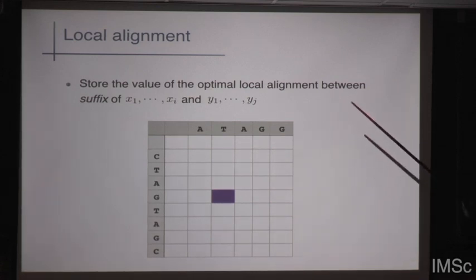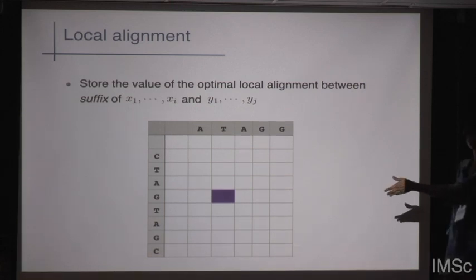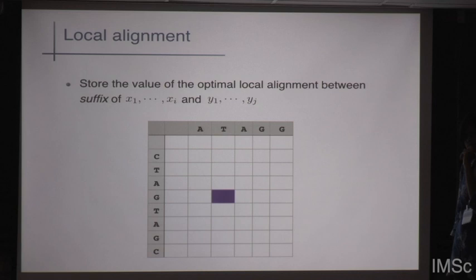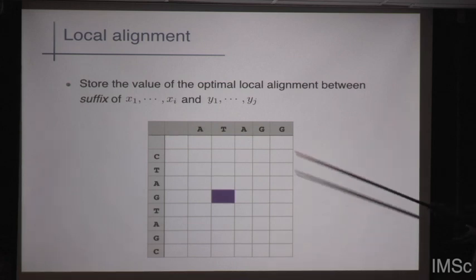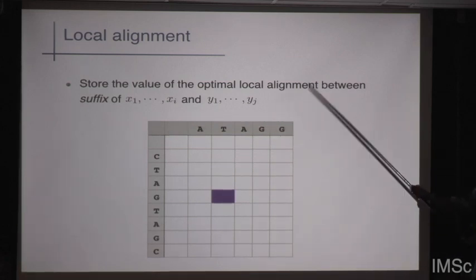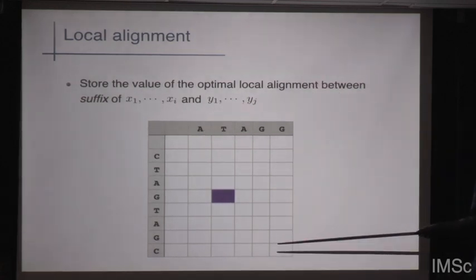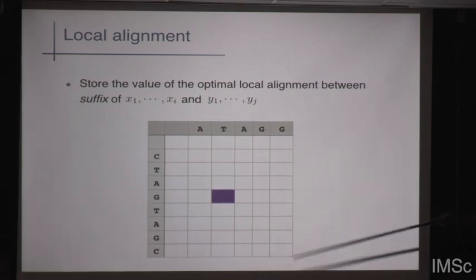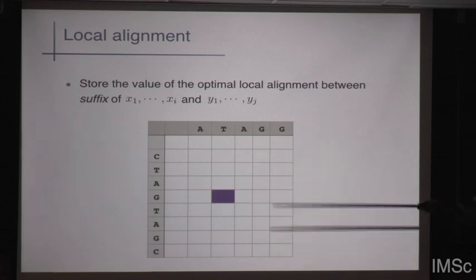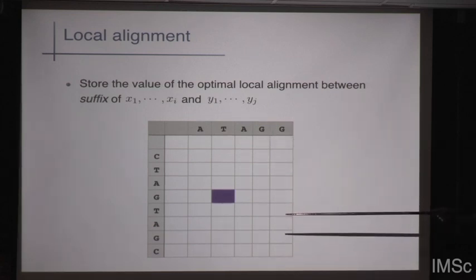Correct. But see, there is no diagonal here. The sizes are different. Every i, j in this matrix stores the value of the optimal local alignment between some suffix of i and some suffix of j. You want to find the best one. So what should you do? Highest. You just look for the biggest number in the matrix and that is your solution.